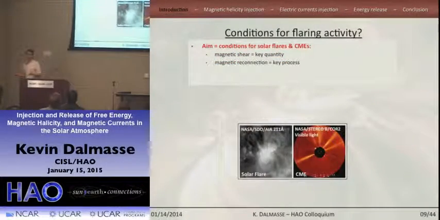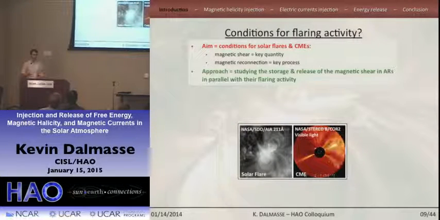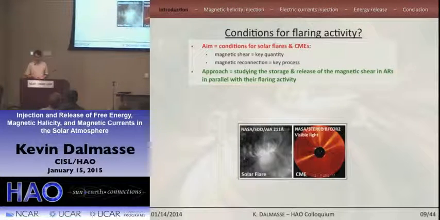So in the previous slides, we have seen that for solar activity, we need two key features. The first one is magnetic shear, which is a key quantity for storing the magnetic energy that powers flaring activity. And we need magnetic reconnection to efficiently release this energy.